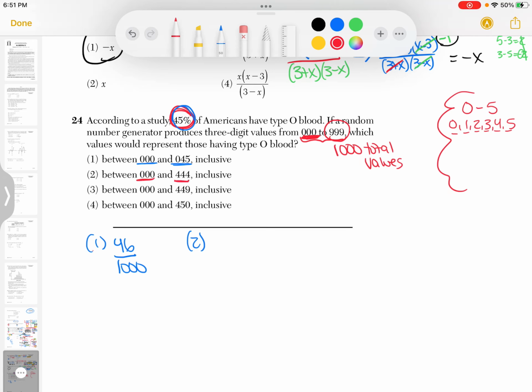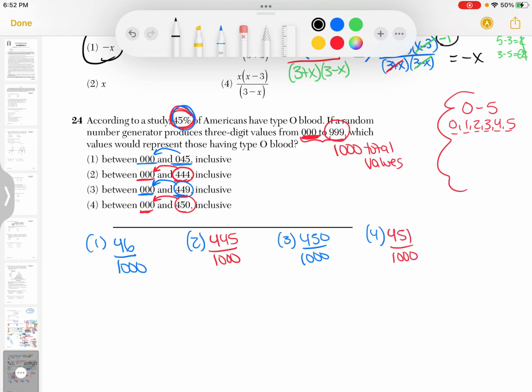The next one's from 000 to 444. That means there's 444 plus the 1 that the 000 counts as, which is 445 over 1,000. The next one, from 000 to 449. That means I have 449 values plus the 000, which is another 1. So choice 3 is going to have 450 total. If you want to practice one, pause the video and give number 4 a try. Between 000 and 450, I have this 450, but I include that 1, it's going to be 451 out of 1,000.